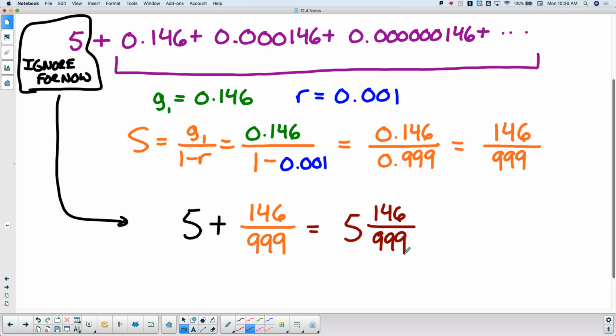Okay? Now, math tricks. What's 999 super close to? Really close to 1,000, right? So what's 5 times 1,000? 5,000. 5,000 plus 146 is 5,146, right? But then I got to subtract off the 5 that I had, because to get it to 1,000. So 5,146 minus 5 is 5,141.